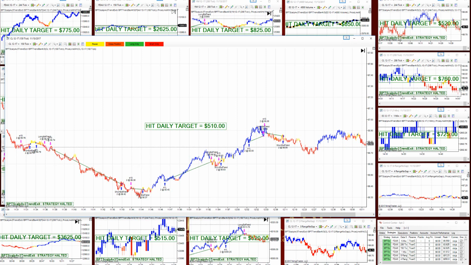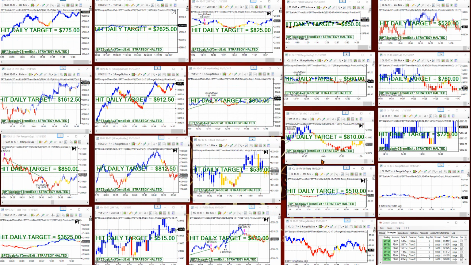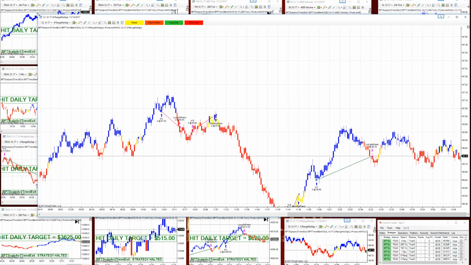Let's look at another CL. This is 150 ticks, it's not a big deal, but let's look at another CL as an example on a 4 range.